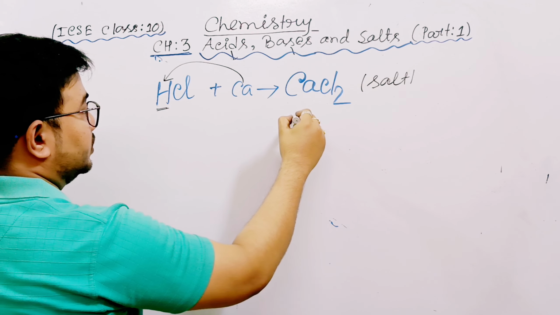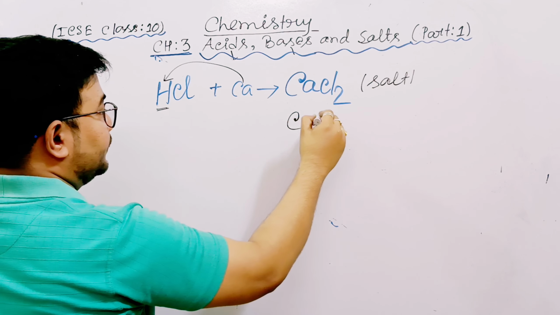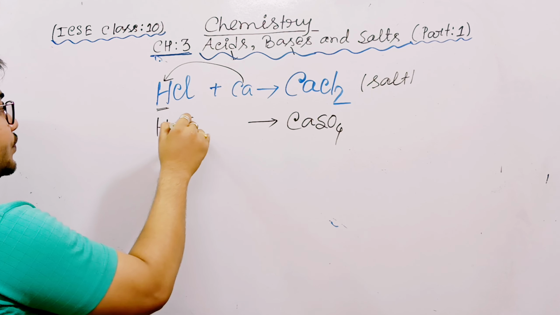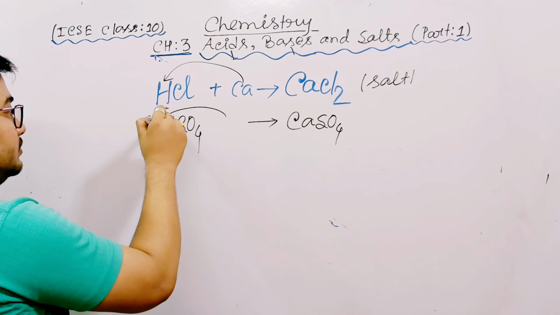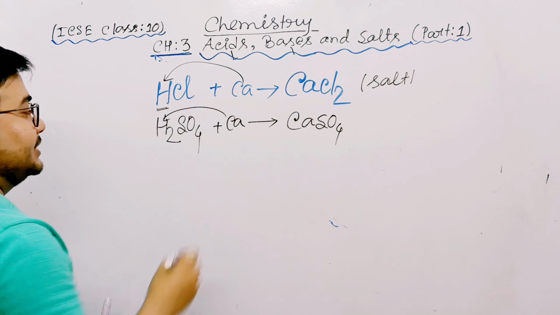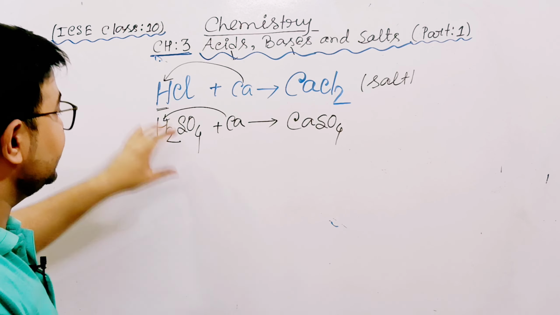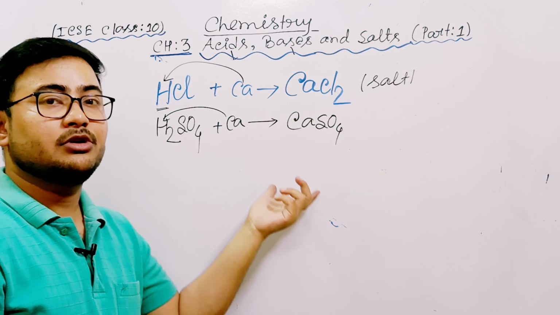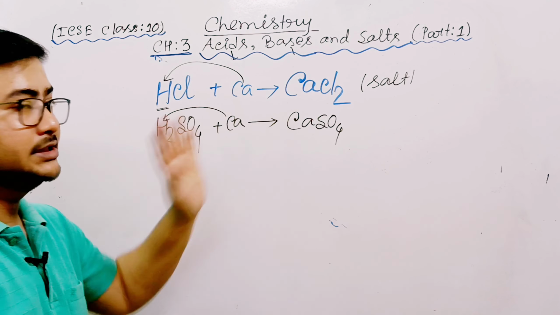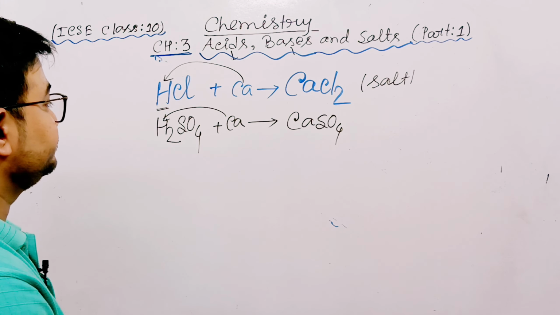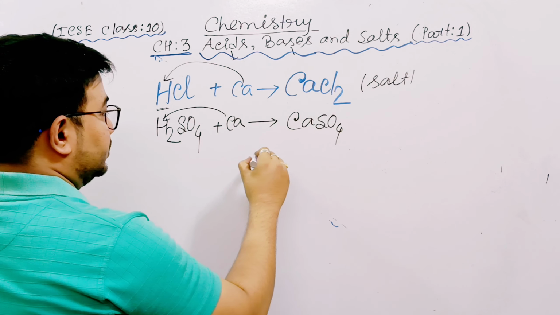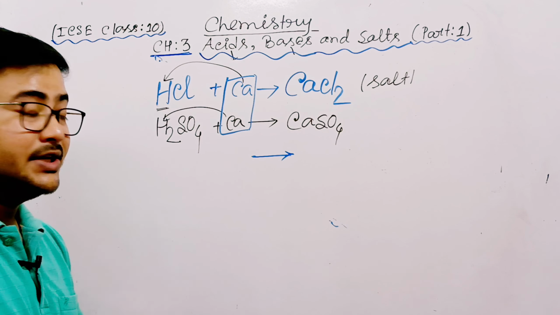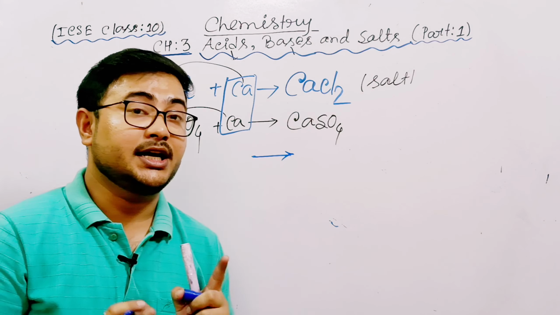Suppose calcium sulfate, CaSO4. This H in H2SO4 is replaced by calcium, a metal. So in any acid, if H is replaced by a metal, not only calcium, magnesium also, aluminium also, it forms a salt. But here these two are metals, so when we define it as metal replacing H, it is not a complete definition.